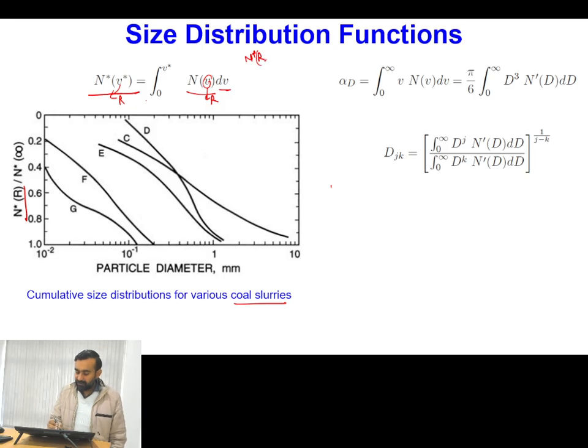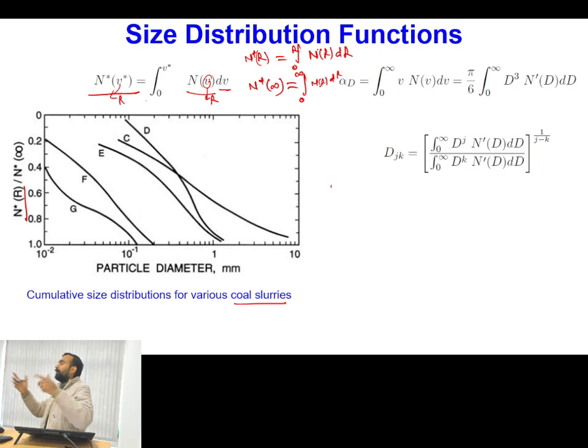n star R will be the integral of n(R) dR from 0 to R, and then there is n star infinity. What will be n star infinity? Integration from 0 to infinity of n(R) dR. So when you are doing integration from 0 to infinity, what does it mean? It is taking into account all the size distribution present in the sample. So it means it is taking into account the complete slurry number.